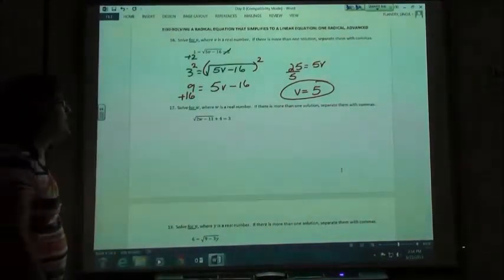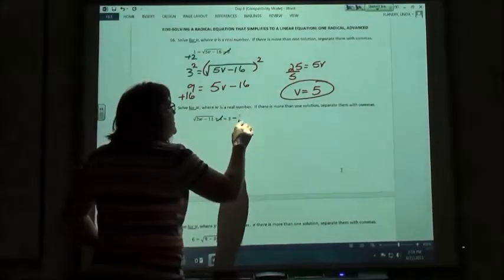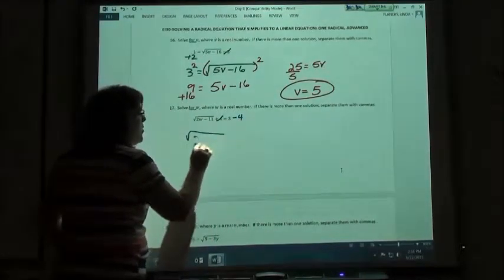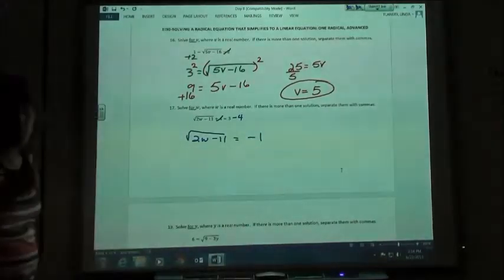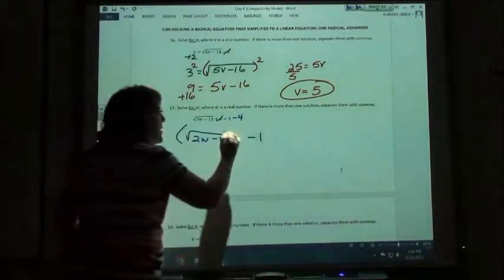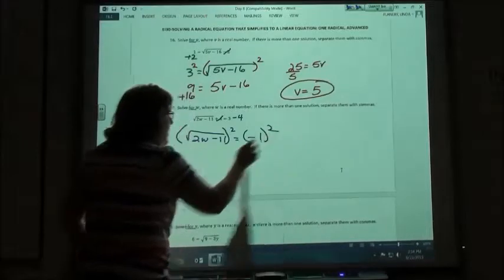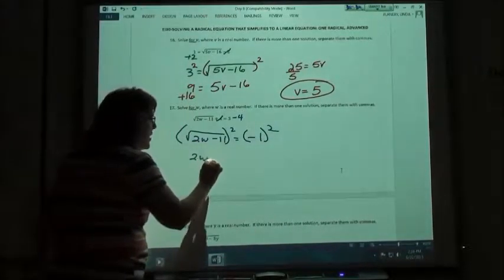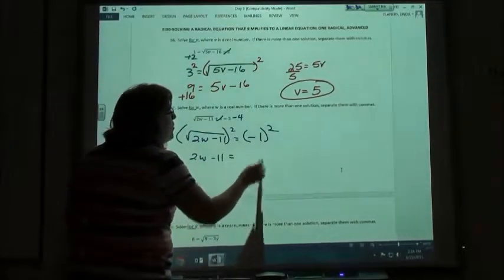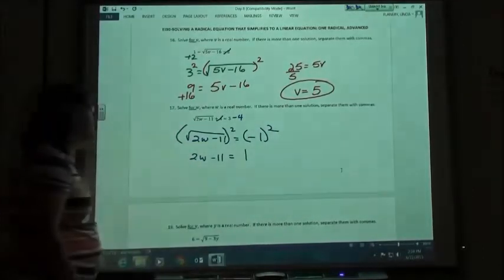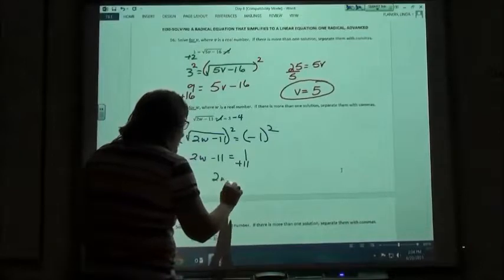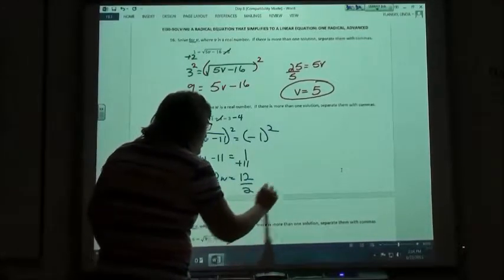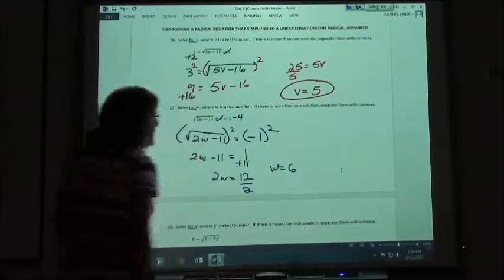So if I do the next one, I'm going to subtract my 4. I get the square root of 2w minus 11 equals negative 1. Here's one where I'm going to get my extraneous solution. I'm going to go ahead and finish solving. Squaring both sides, 2w minus 11 equals a negative 1 squared, which is a positive 1. So I'm going to add my 11. 2w equals 12, and divide by 2, w equals 6.